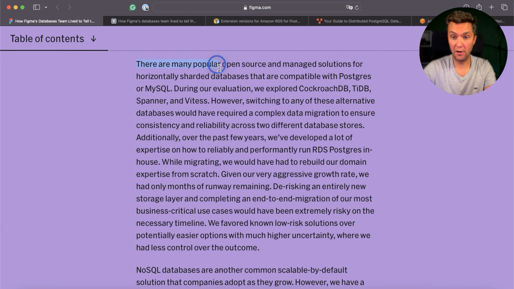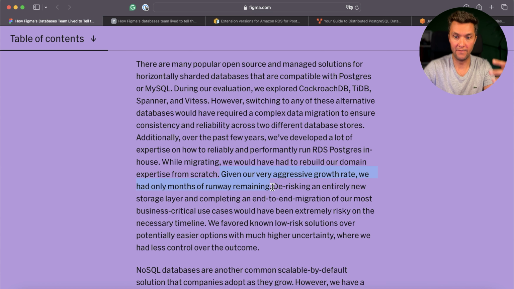First, they acknowledge that they evaluated several solutions that can make Postgres horizontally scalable and distributed. And also, I guess, as a backup plan, they did the same for MySQL. Specifically, during the evaluation, they took a look at CockroachDB, TiDB, Spanner, and Vitess. However, they did not switch to any of these options, and it's not about technical limitations in those databases. They stated that switching to any of these alternative databases would have required a complex data migration to ensure consistency and reliability. Plus, they highlighted that given their very aggressive growth rate, they had only a month of runway remaining.